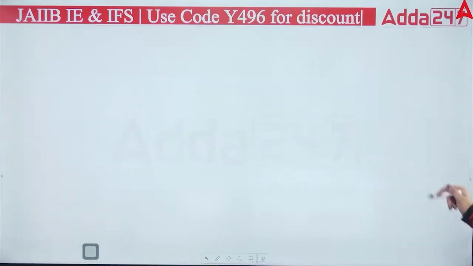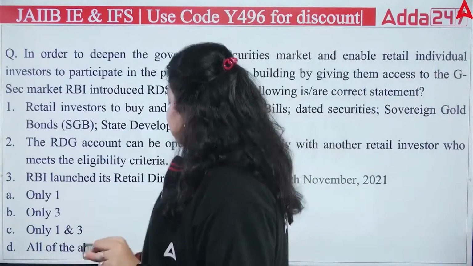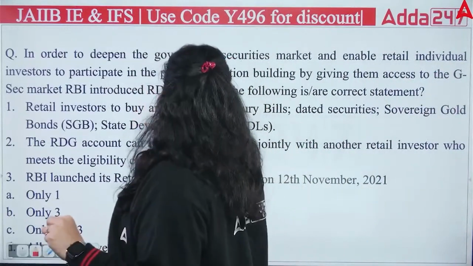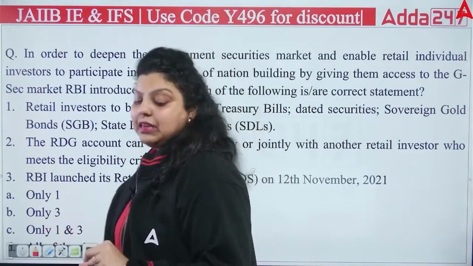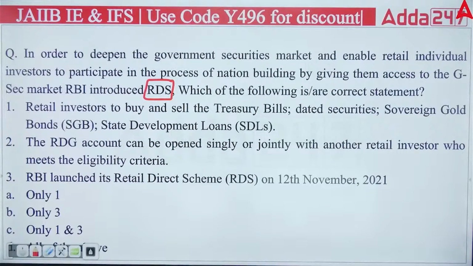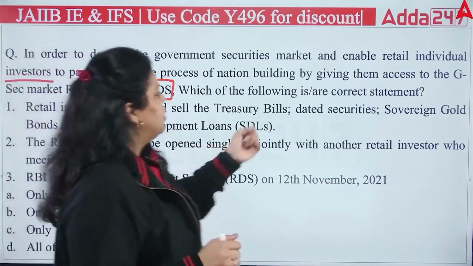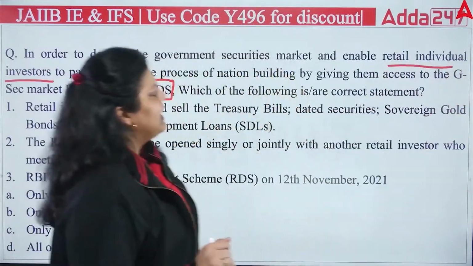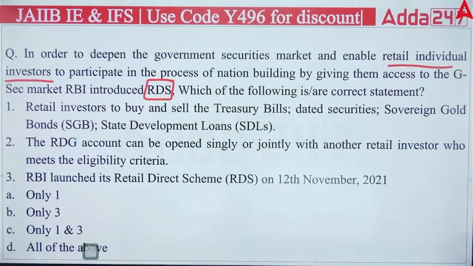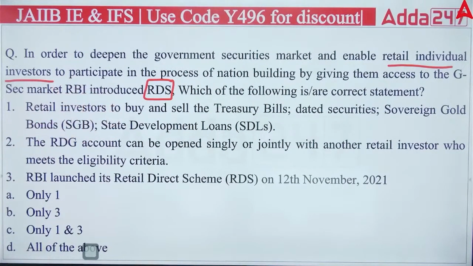Okay, next, the second question is talking about the RDS scheme. So what is RDS? It is the Retail Direct Scheme that was introduced by the Reserve Bank of India for retail investors. Okay, so the question is saying, in order to deepen the government security market and enable retail individual investors to participate in the process of nation building by giving them access to the government security market, RBI introduced the Retail Direct Scheme. Which of the following is a correct statement?